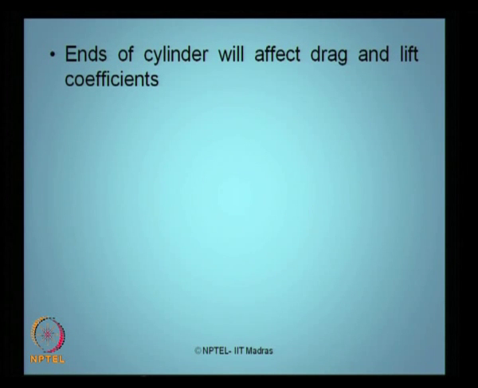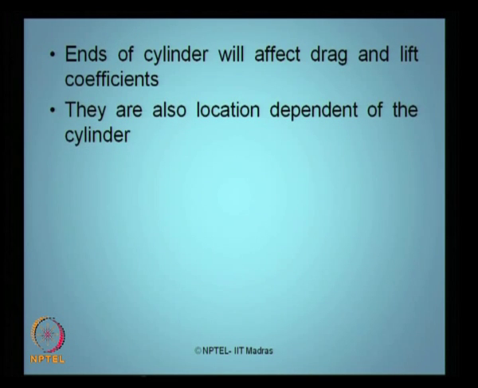So the ends of cylinders will affect the drag and lift coefficients, as we just now saw, CD and CL. Therefore, you can always say the factors influencing CD and CL can also depend on whether the ends of the cylinder are finite and closed. And of course, most importantly, they are location dependent, where the cylinder is lying: the closer to the boundary, the closer to the free surface, etc. Location dependent.